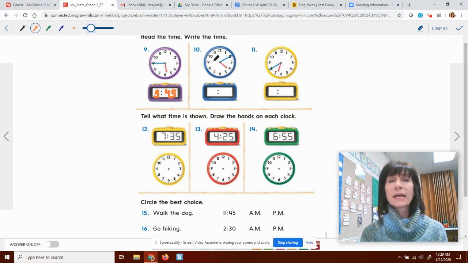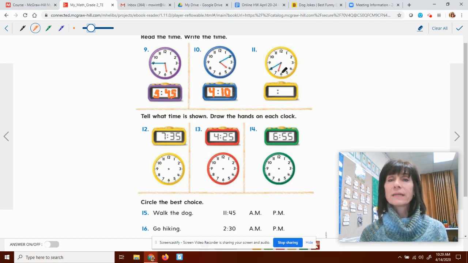Let's take a look at number 10. First, we start with the hour. The hour is 4. My hour hand is closest to the 4. I have how many minutes past the hour? 5, 10. It's going to be 4:10. I can say 10 after 4, or I can say 4:10.